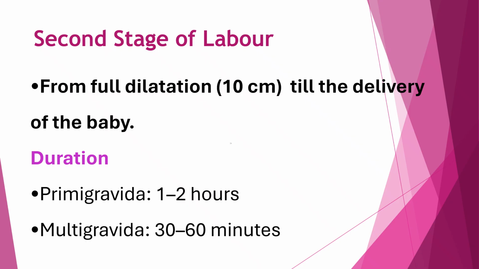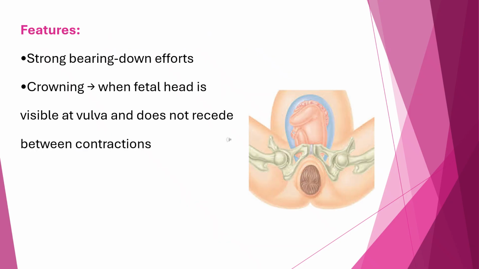During this stage, the mother actively pushes with each contraction, and the baby gradually moves down the birth canal until birth. The main features of this stage include strong bearing down efforts, where the mother pushes with each contraction. Another important sign is crowning, which is when the baby's head becomes visible at the vulva and does not recede between contractions. This stage concludes with the complete birth of the baby.